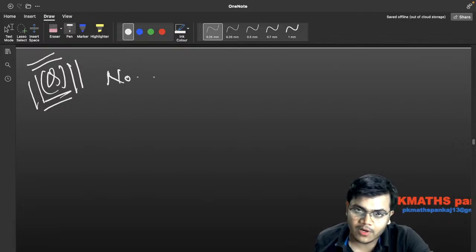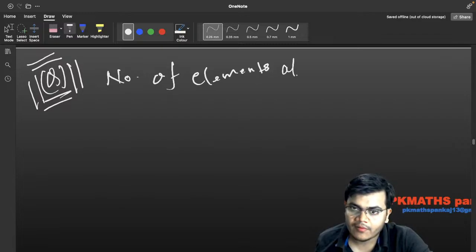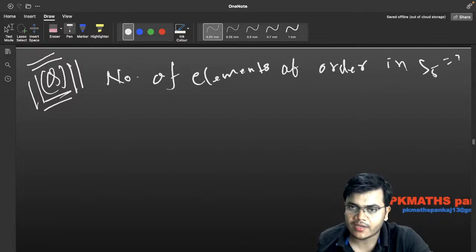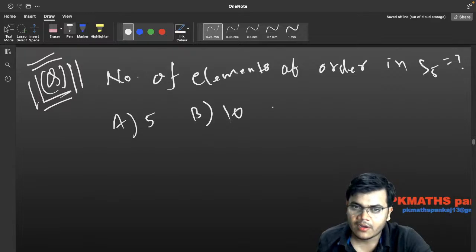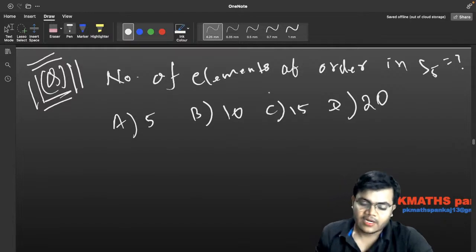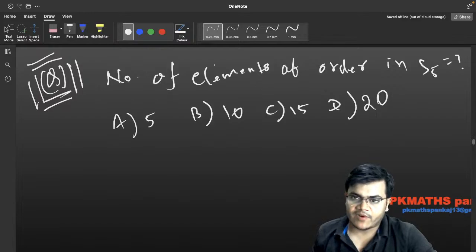So now, the number of elements of order 3 in S5. What do you think? How many elements of order 3 will there be? Option A 5, option B 10, option C 15, option D 20. How many elements will be there? Please, the number of elements of order 3 in S5. What do you think?